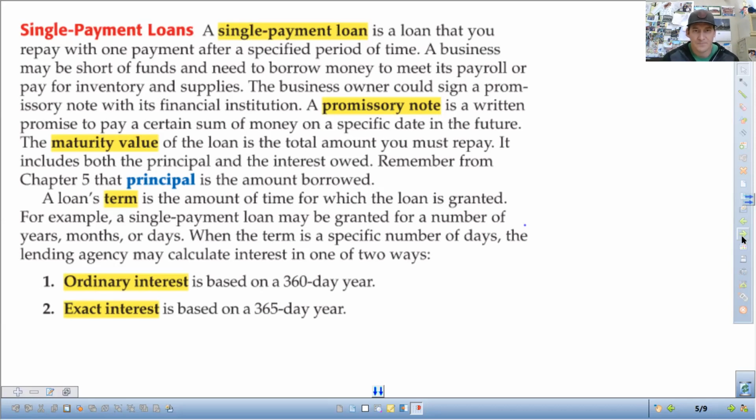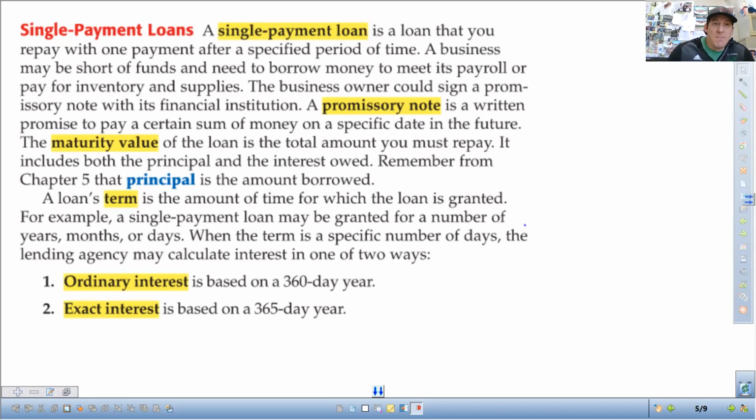When the term is a specific number of days, the lending agency may calculate interest in one of two ways. Ordinary interest is based on a 360-day year, or exact interest is based on a 365-day year. And I'll be honest, I'm not sure when you would do one or the other, why businesses would do ordinary or exact. I'm not sure, but it is two different ways to calculate it.